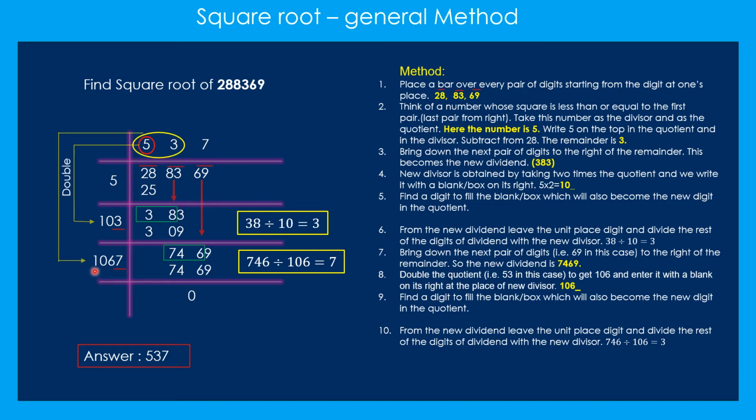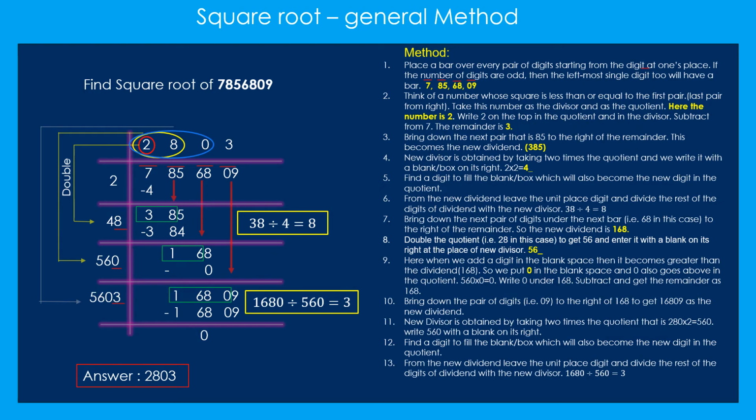So you do 1067 times 7 is 7469. You subtract and you get the remainder 0. So the square root of 288369 is 537.